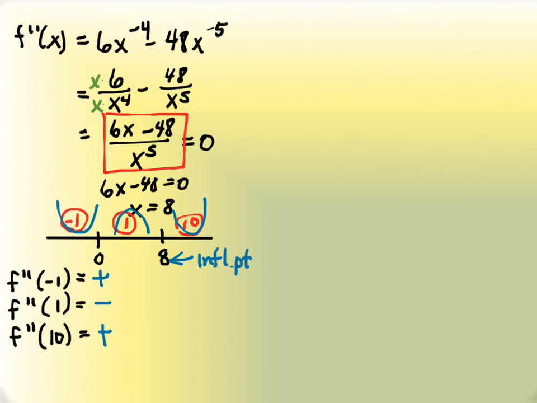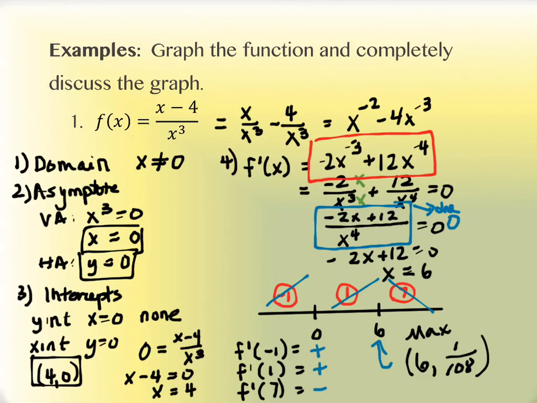And again, just like on the last one, I'm going to plot this point. So I need an ordered pair, 8 something. So I need to take that 8 and plug it back into the original. All right, so the original one, 8 minus 4 would actually be 4. And then I need 8 cubed.